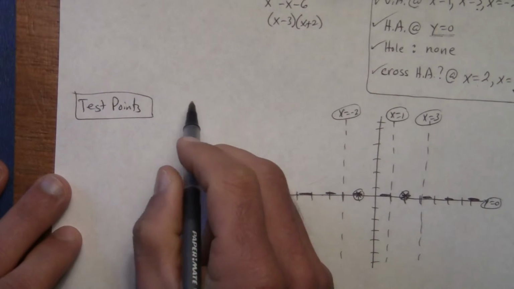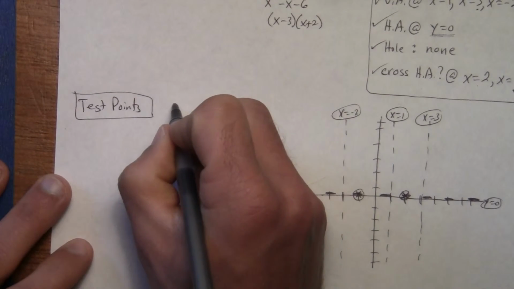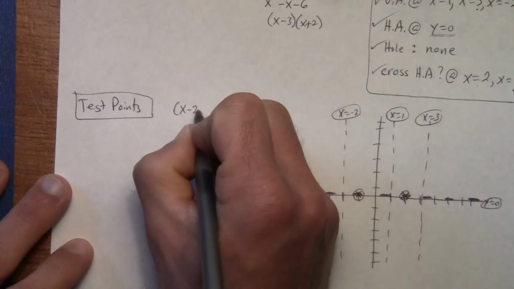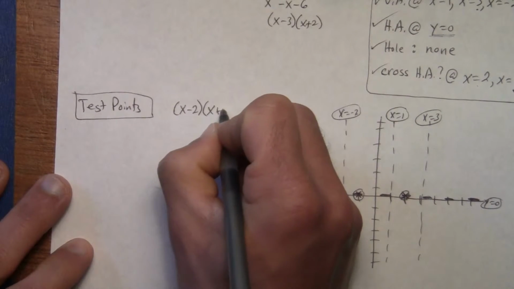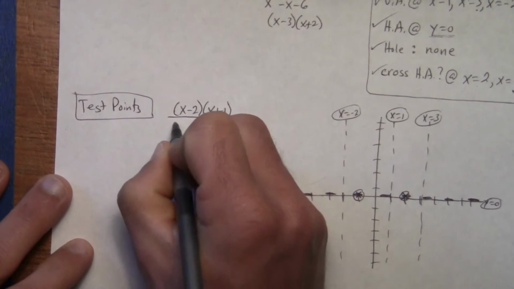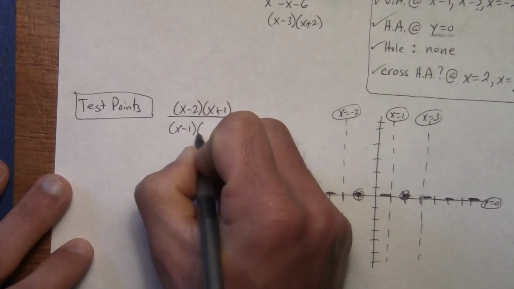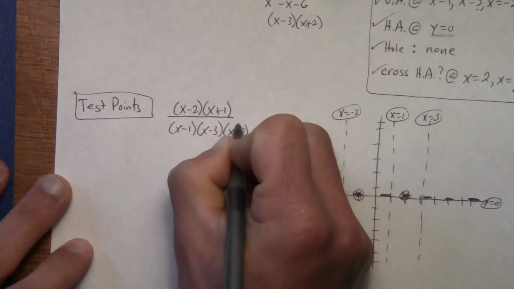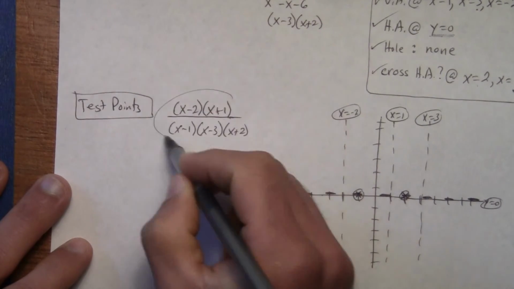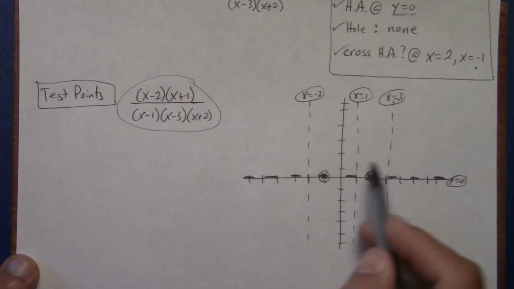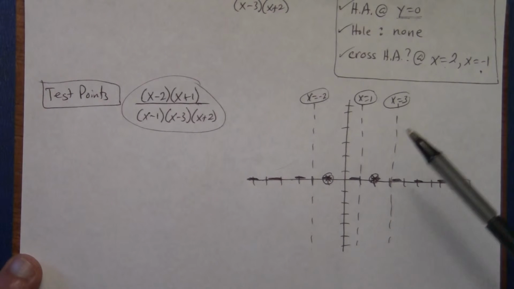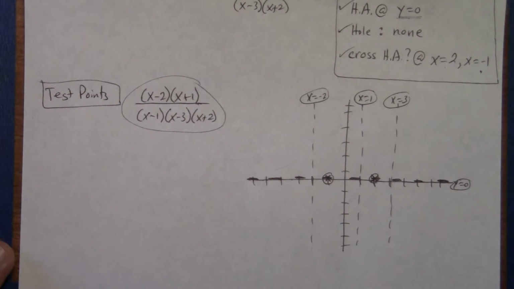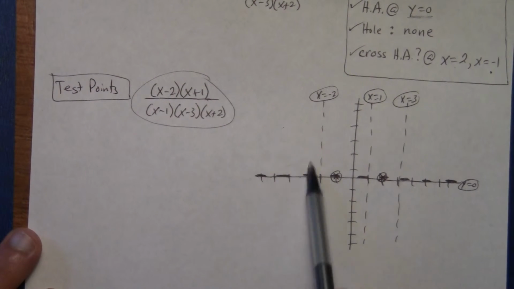I'm going to rewrite the function, the factored version of it right here, just because you can't see it on this video right now. So here is the simplified version. Now it didn't simplify, but if it did simplify, you'd want to use the simplified version. You don't have to, but it just makes it a little quicker. And I'm going to pick test points in each one of these regions. So I always do the far right and far left first. It doesn't really matter.